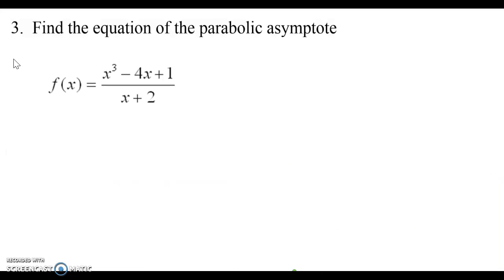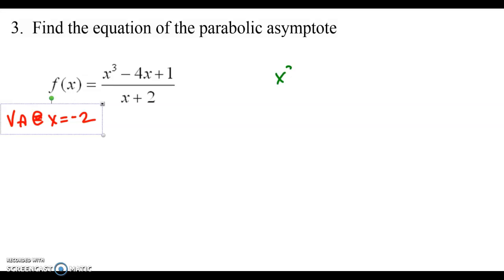Okay, so looking at this next one, this is a parabolic asymptote, and we're again going to start with long division. I guess we should start with naming the vertical asymptote from looking at the zeros in the denominator. We've got a vertical asymptote at x equals negative 2. Okay, so let's do long division here.